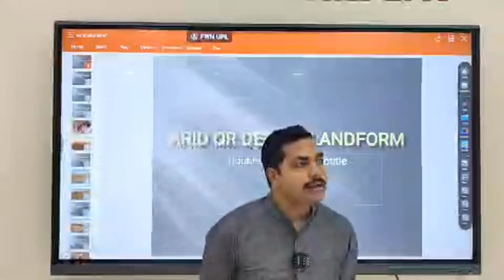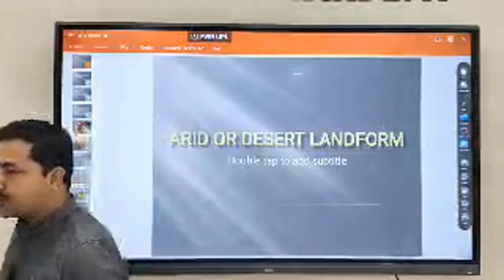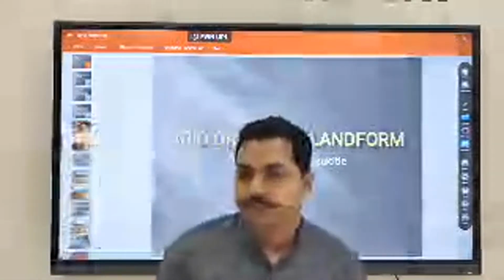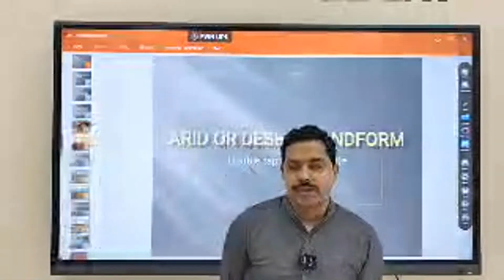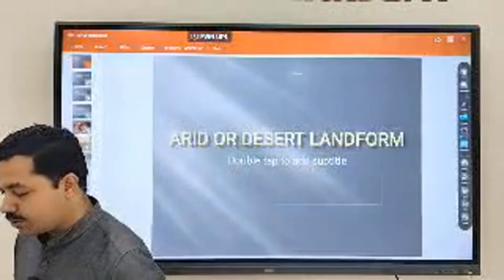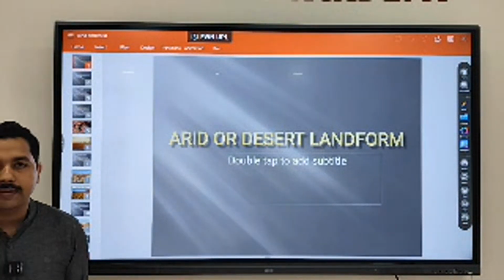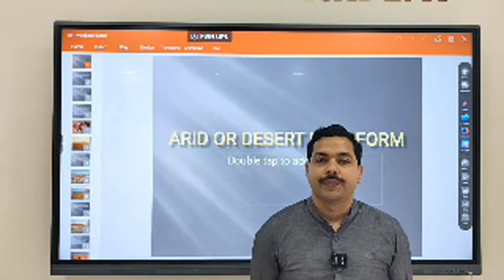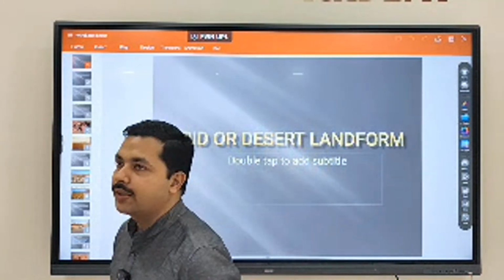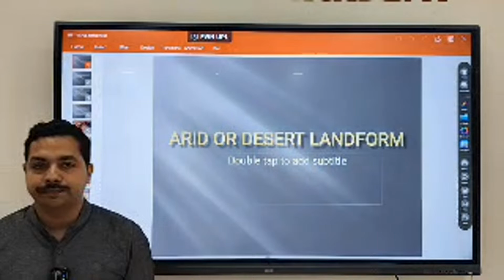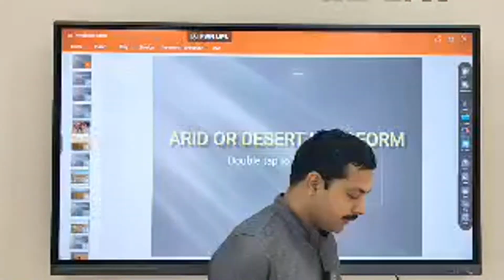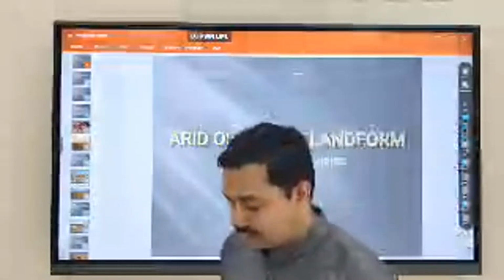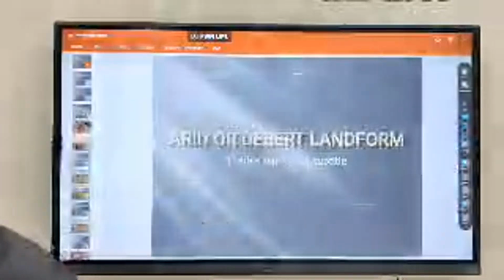Then we discussed the highland features and lowland features. Glaciated highland and glaciated lowland. Highland features: cirque, Bergschrund, U-shaped glacial trough, hanging valley, and moraines. And what are the lowland features? Glacial till, crag and tail, roche moutonnée, drumlin and esker. These are created in the lowland.